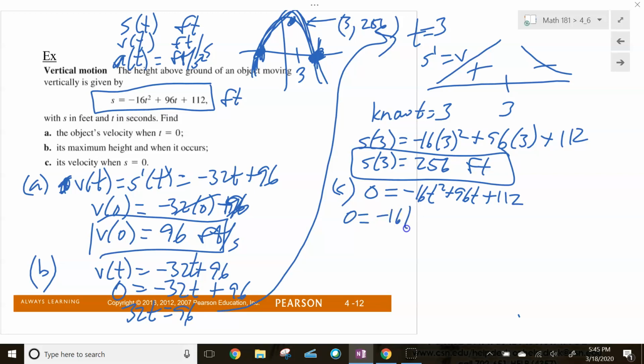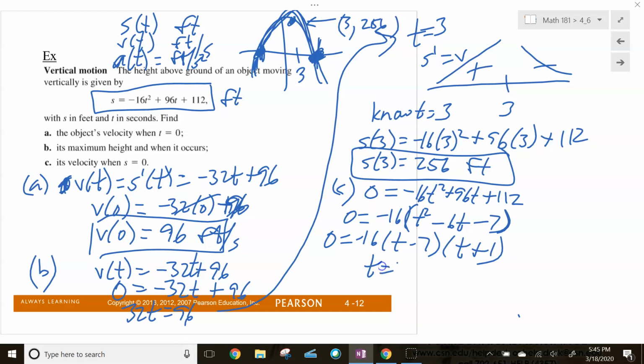So let me take a 16 out. That would be t squared minus 6t minus 7. Factor that. These are parentheses right there. So I get t equaling 7 and t equaling negative 1. Well, we know I can't go back in time. I can't have negative 1 second. So it's at 7 seconds. That's when that object hits the ground, right? At 7 seconds, that's when the position is 0.